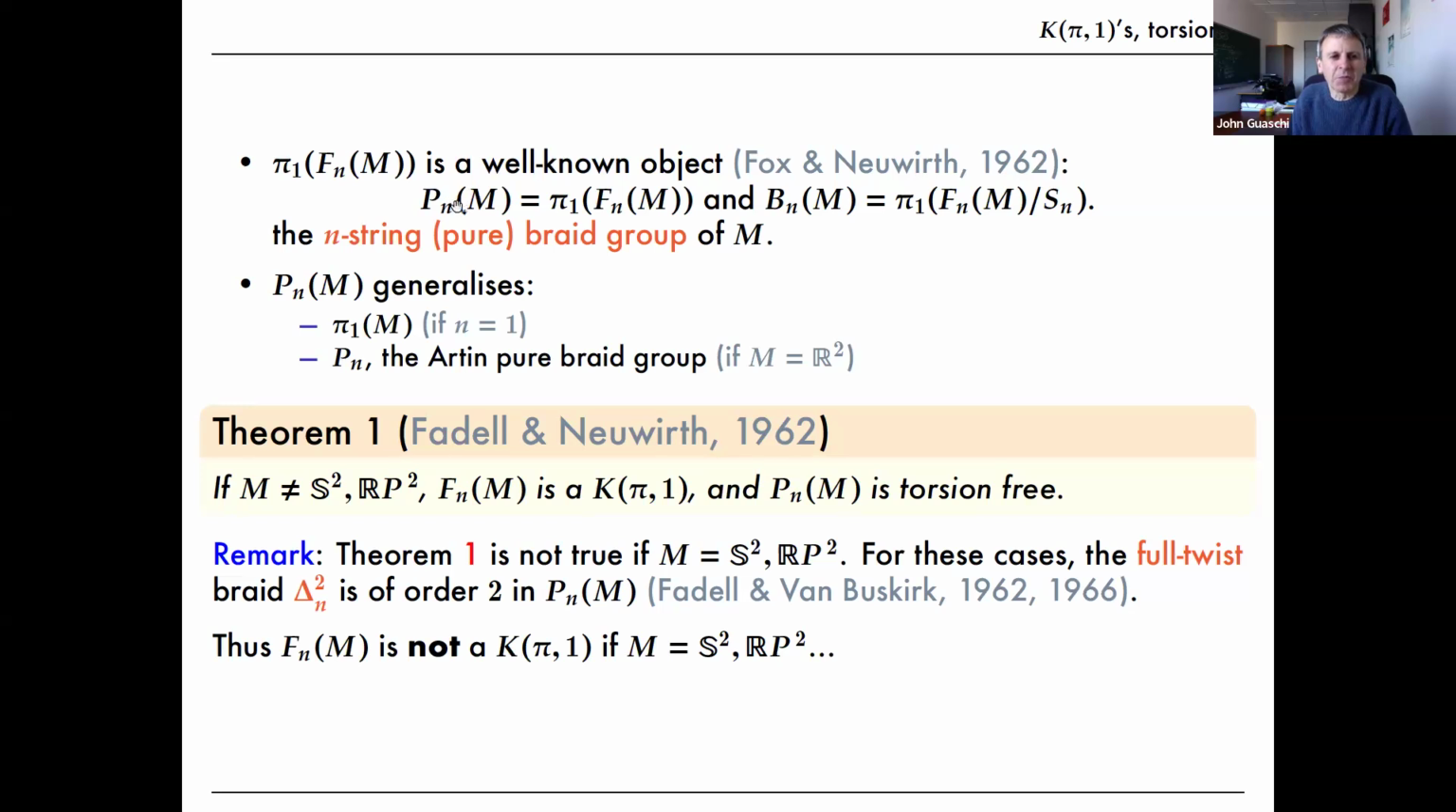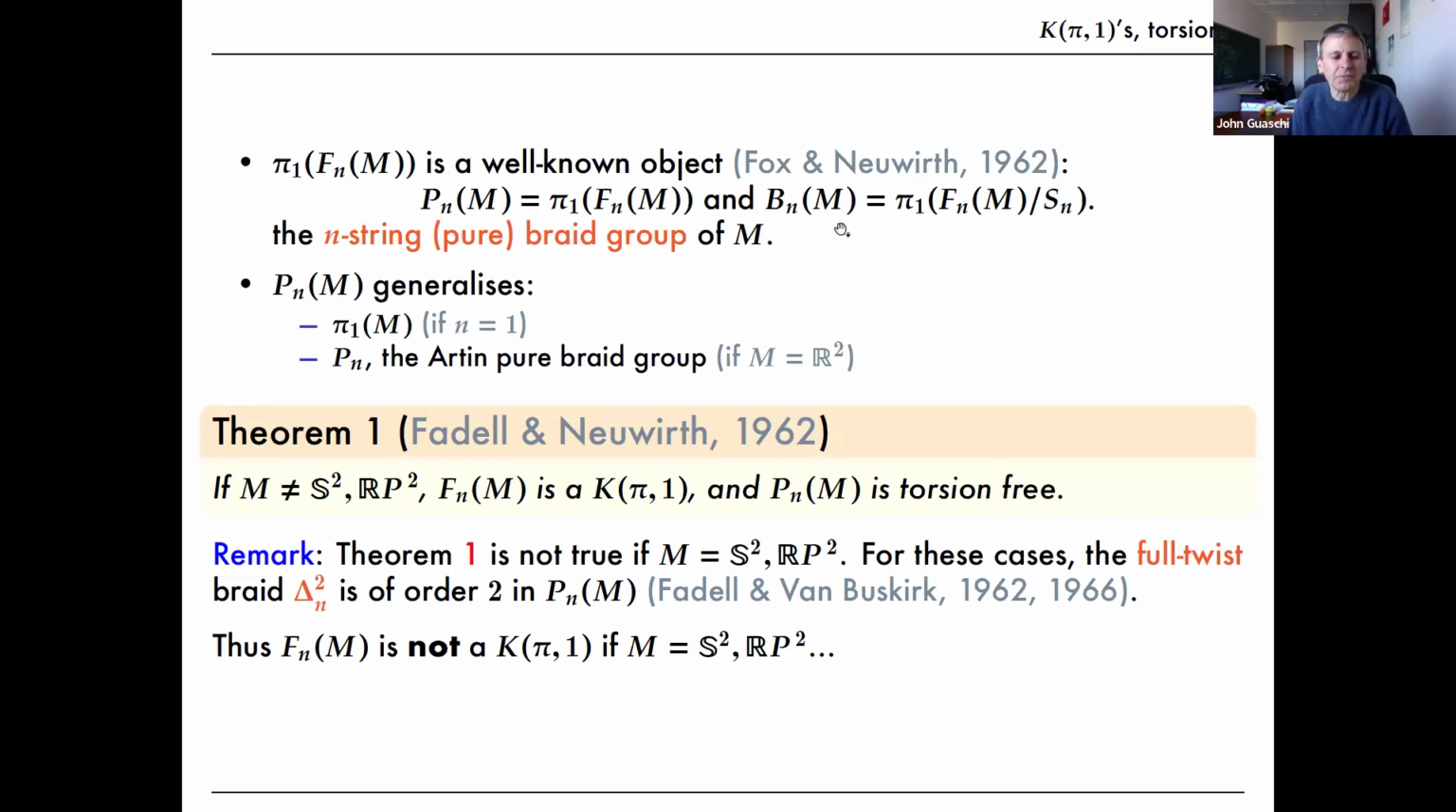So the Pn of M and the Bn of M seem to be the geometric definitions of the braid group. In theory, here I should have put the word isomorphic. This led to being able to also study the Artin braid group from a topological point of view. These two groups are known respectively as the n-string pure braid group and the n-string full braid group, if you like.